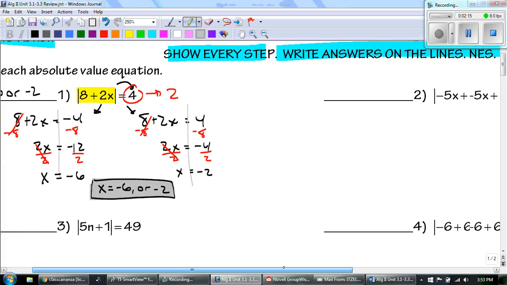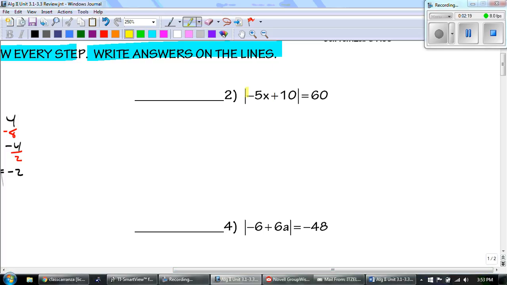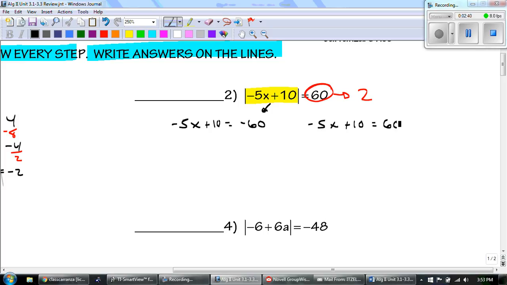Okay, next one. The absolute value is by itself. It equals a positive, so that means that there are two solutions. We set -5x plus 10 equal to -60, and -5x plus 10 equal to a +60. Okay, and guys, even if you wanted to be like, well, I have to subtract 10 over here, I have to subtract 10 to this side as well. And you can do both problems at the same time. We would get -70 on the left, and we would get 50 on the right.